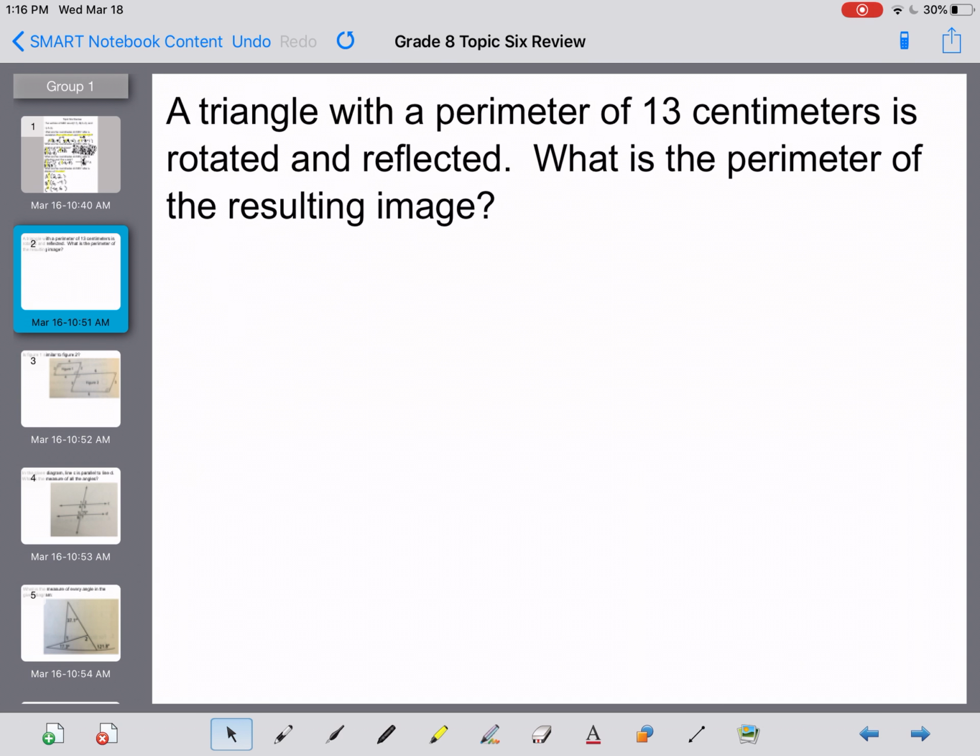The second question. A triangle with a perimeter of 13 centimeters is rotated and reflected. What is the perimeter of the resulting image? Take a second to copy down the question.